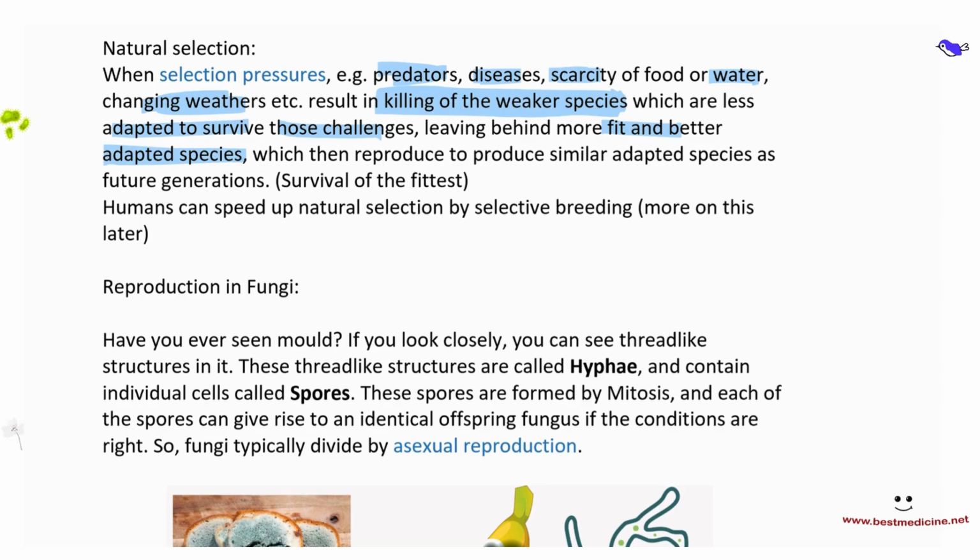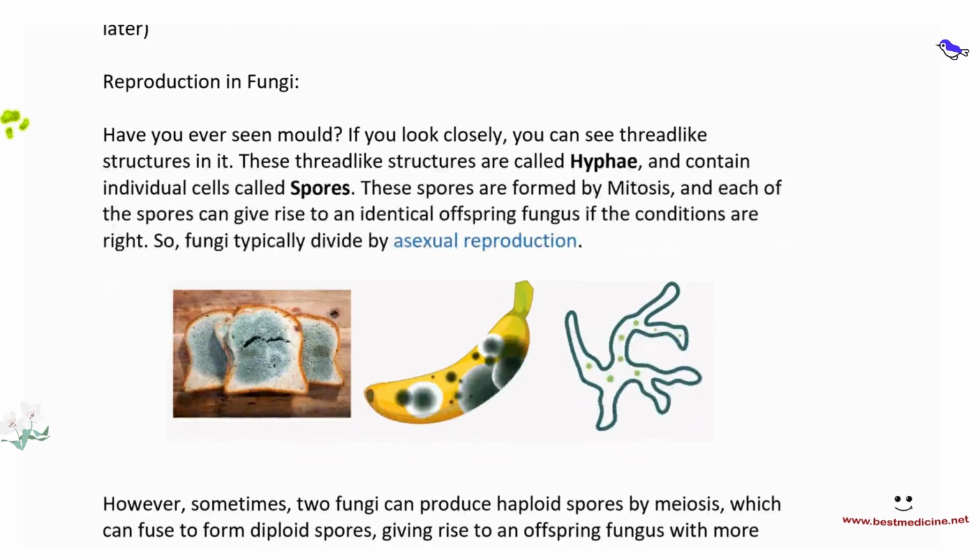Eventually this will kill off all the weak species, leaving behind the most fit and the most adapted species, giving rise to natural selection. It's kind of like the survival of the fittest, if you've ever heard this very popular phrase. Now, humans can speed up natural selection by something called selective breeding, and we'll talk more about this later. Selective breeding is when you artificially grab the best traits and make those individuals breed with each other.